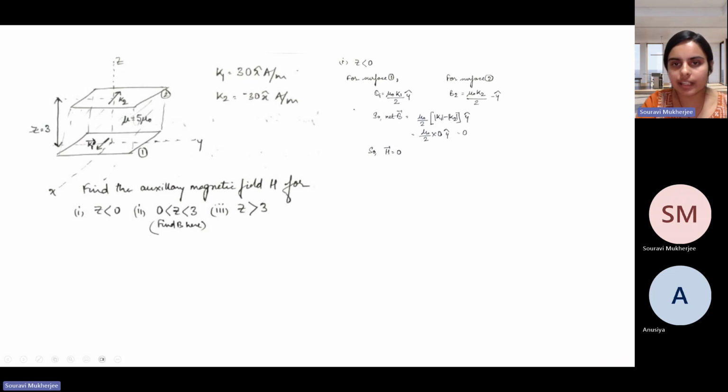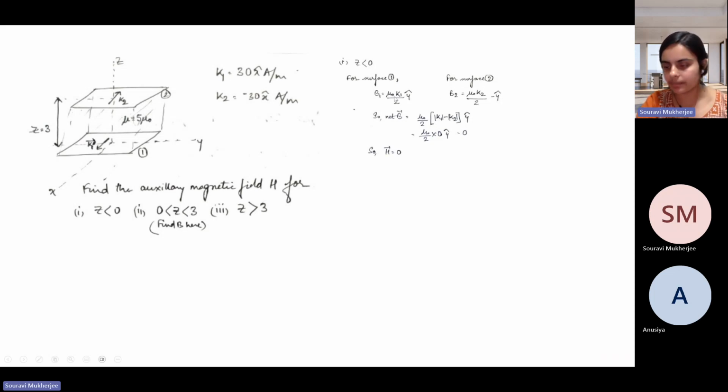So for the first surface, you know that B should be equal to mu naught K1 by 2 into y cap. How do you do that? First the direction. Using the right hand thumb rule, your field is directed along X, and your fingers are pointing in this direction, which is along y cap. So below it should point along y direction.